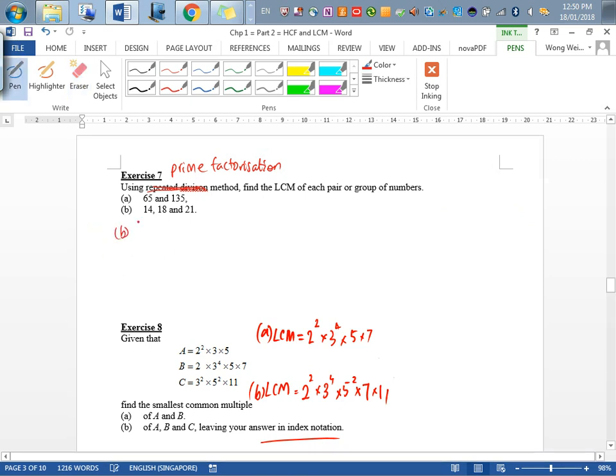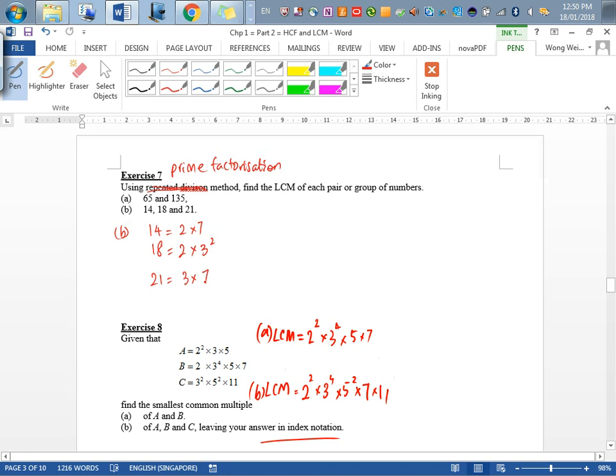Part B, 14. Do I need to do this for 14? No need, we know it is 2 times 7. What about 18? Do you want to try using mental sums? Can it be divided by 2 in the first place? Yes, okay, so we have 2 times 3, isn't it? So 2 times 3 square. Okay? What about 21? 3 times 7. Okay?